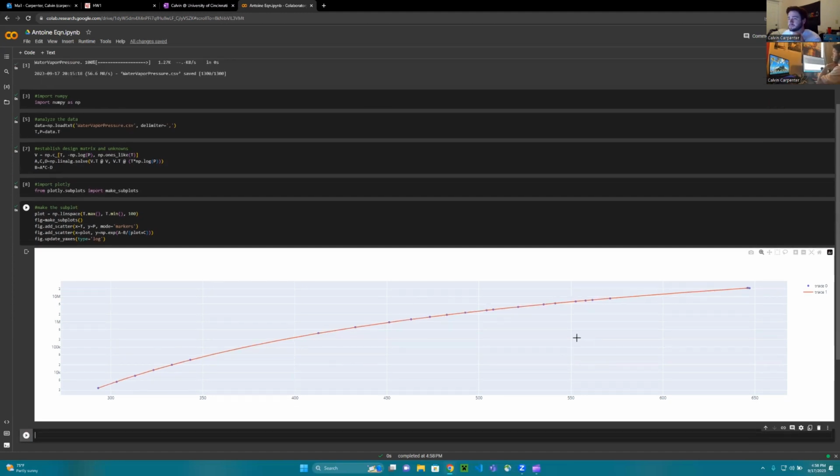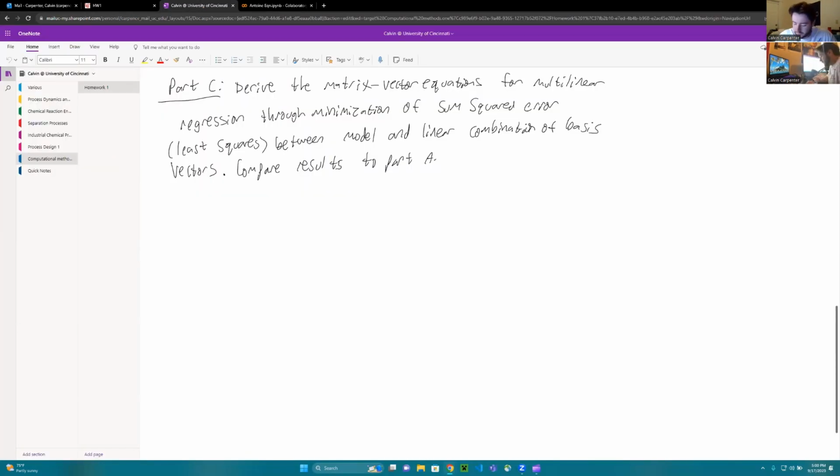Okay, so now for the final part of this video, we're going to derive the matrix vector equations for multilinear regression through minimization of sum squared error or least squares between model and linear combination of basis vectors. And then we're going to compare the results to part A.